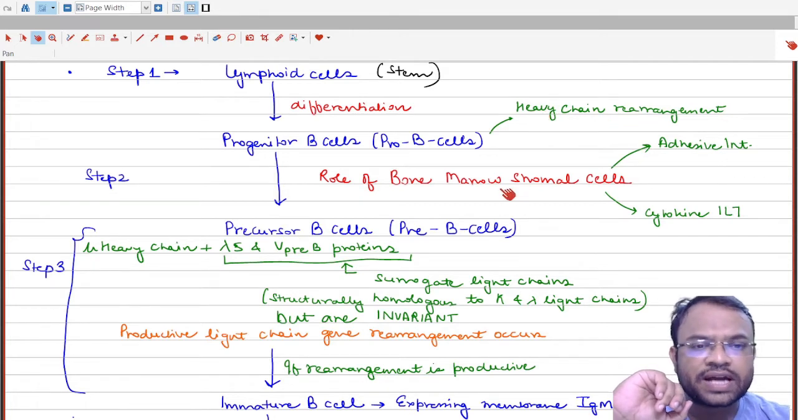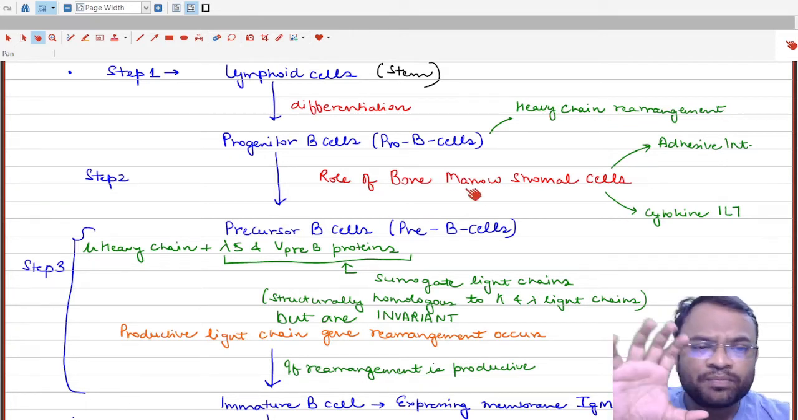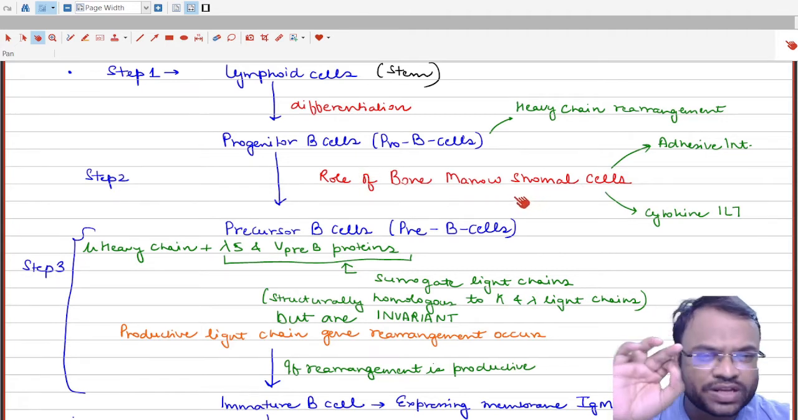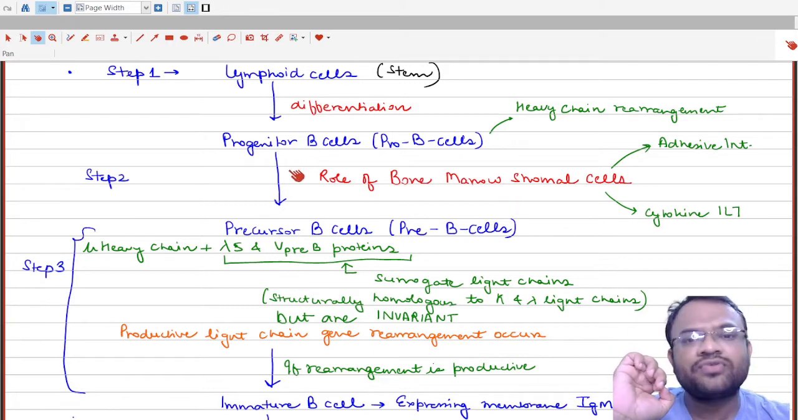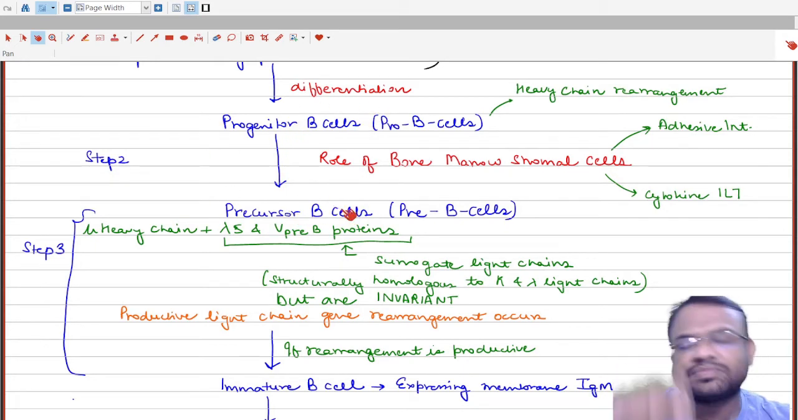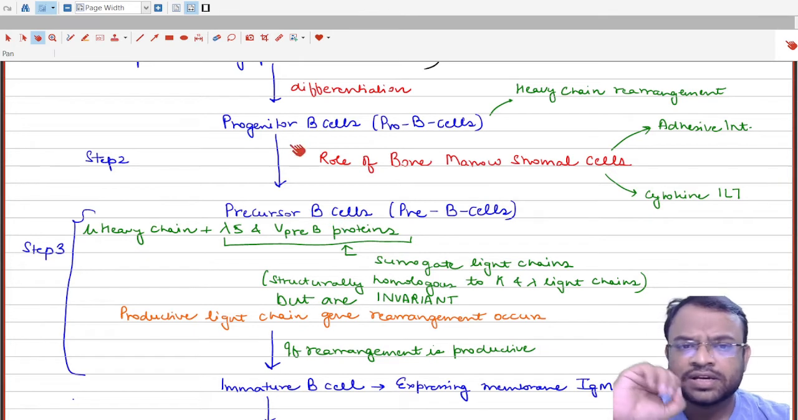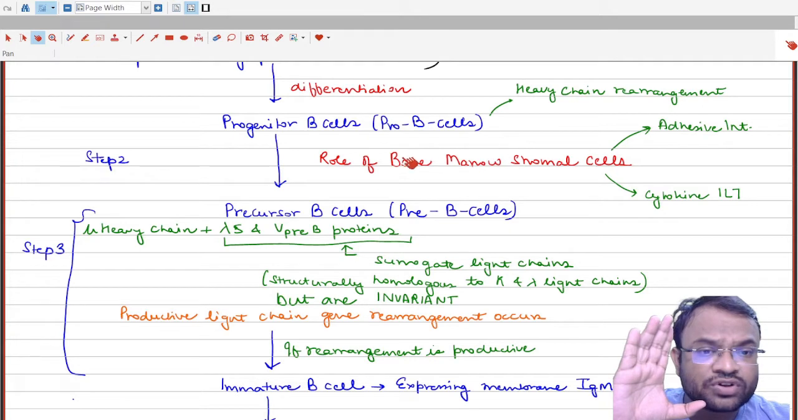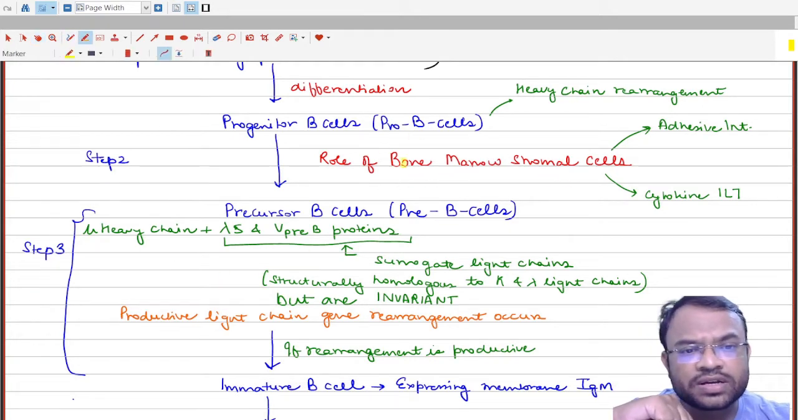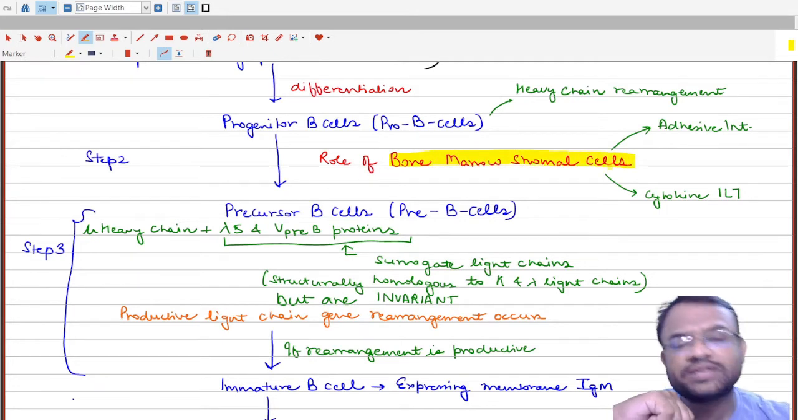After that, bone marrow stromal cells come in. These are very important cells that play a particular role in the maturation of progenitor B cells into precursor B cells. So progenitor B cells are converting into precursor B cells because of the role of bone marrow stromal cells. Now let us understand what the bone marrow stromal cells do.